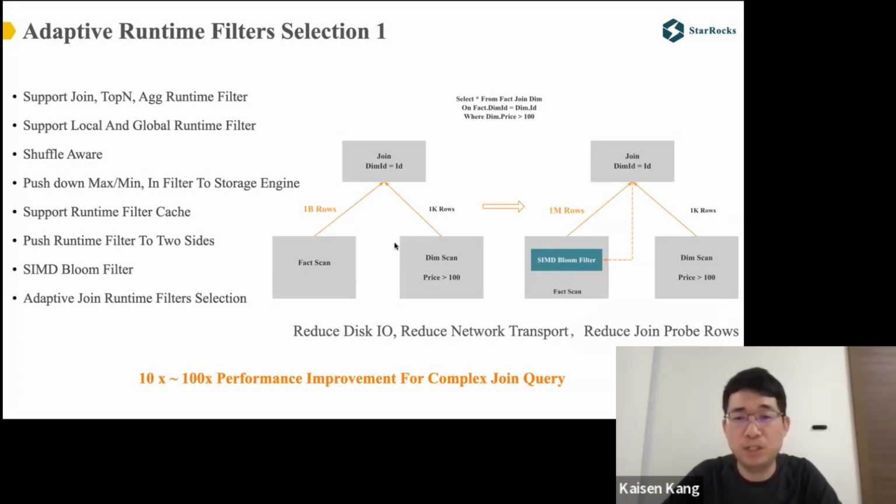After scanning the right table data, StarRocks will build a runtime filter for the right table data and push it down to the left table. The runtime filter can filter the data in the left table before joining, which could reduce the I/O, network, and CPU resources. For complex queries, a runtime filter can bring dozens of times performance improvement. In the past 5 years, StarRocks has continually improved runtime filters. Listed on the left are some features of StarRocks runtime filters.